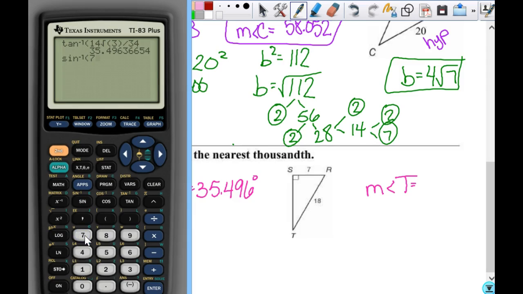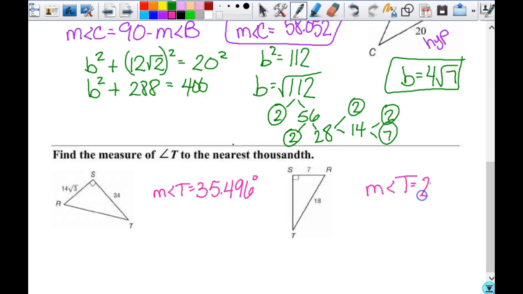You should write some stuff down too. I just don't want the bell to ring on me. So you need to set it up, but I want to make sure you get the right answers. 22.885. So this is what you should have gotten. Which trig ratio do you use on the first one? Tangent, and then on this one you use sine, which again should be written down, but I was trying to hurry so the bell wouldn't ring on me.